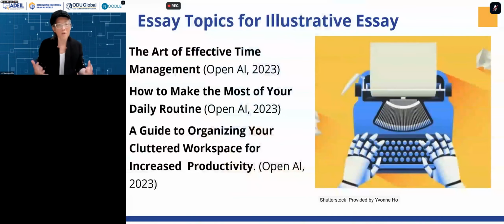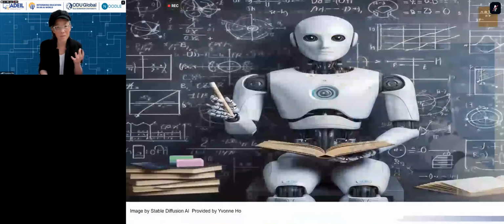For instance, if your first assignment is to write an illustrative essay in which you solve a small problem, and you have no idea what problem you should be solving, then you can go to ChatGPT and type in the prompt, what are some essay topics for an illustrative essay? Then ChatGPT will come up with topics like the art of time management, how to make the most of your daily routine, a guide to organizing your cluttered workspace for increased productivity. Students can then choose a topic from that list that interests them to write their paper on. So that's all in pre-writing.